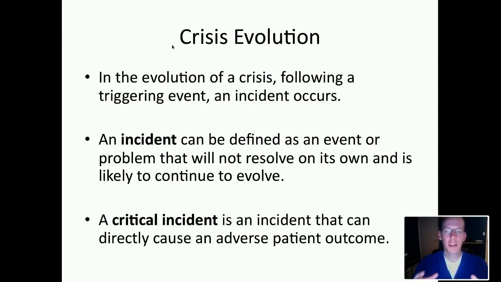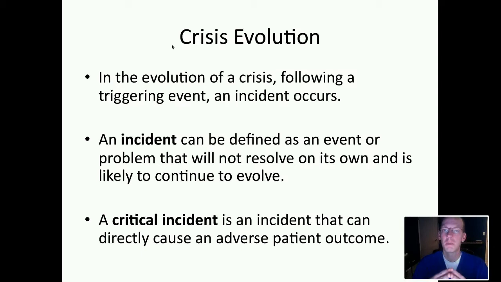Now, in the evolution of a crisis, it's important to know that you've got the triggering event with those three underlying factors playing out. And then when things occur, you start creating an incident. So you've got the predisposing factors, a triggering event occurs, and it progresses into an incident. An incident is defined as an event or a problem that will not resolve on its own and is likely to continue to evolve. This is where you need to intervene. Good crisis management means that you intervene at the incident phase to try and prevent it from moving further.